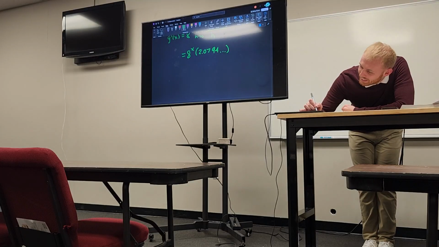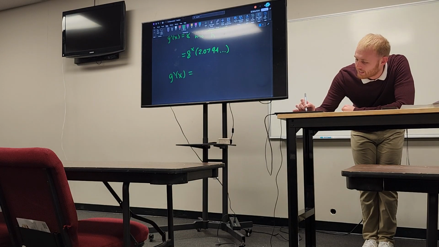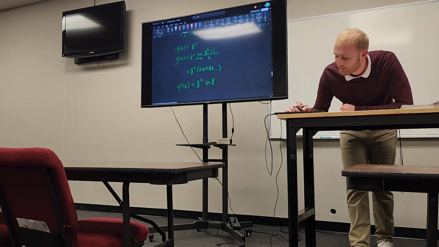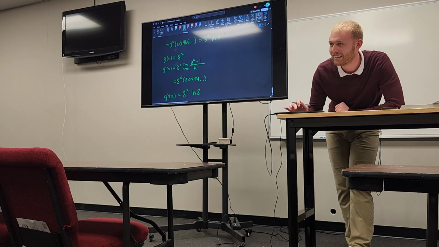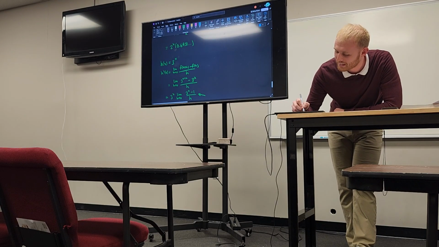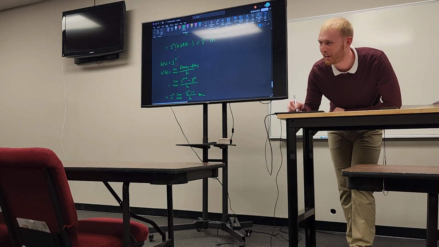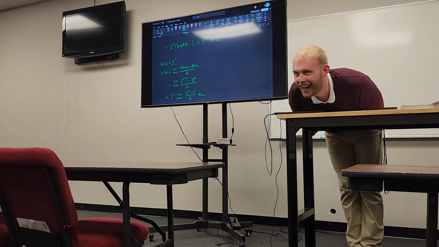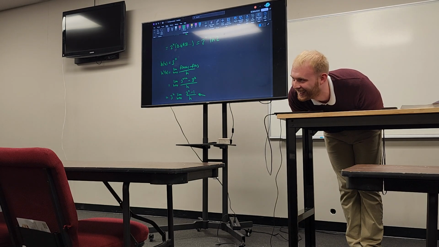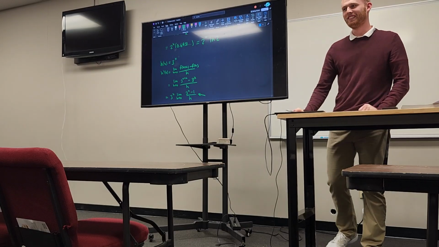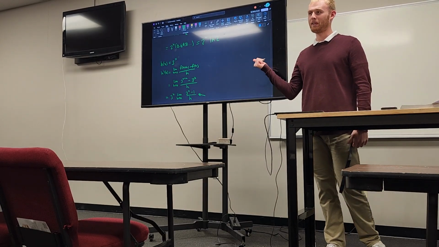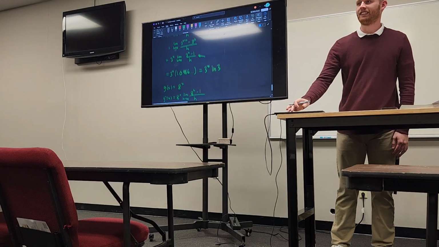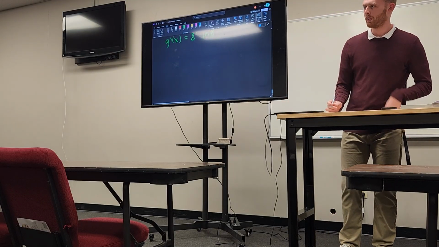That's so cool. So g prime of x here is just 8 to the x times the natural log of 8. And this is 3 to the x times the natural log of 3. And so then this is 2 to the x times the natural log of 2? I like those derivatives. It shouldn't be that easy though. This is hundreds of years of math I just showed you. But that's amazing.